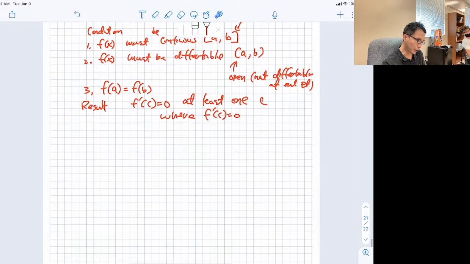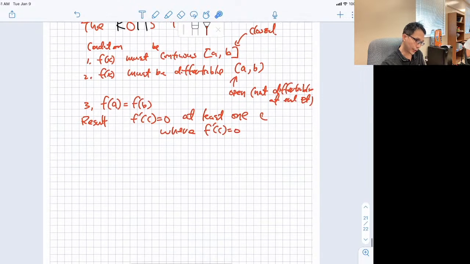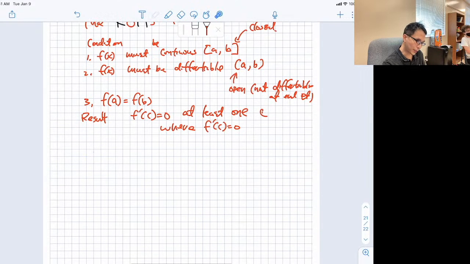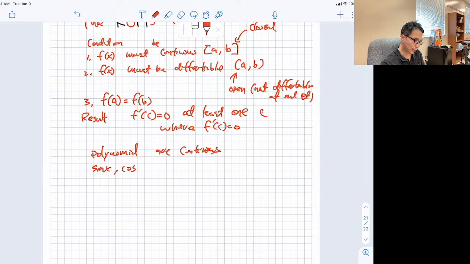But first of all, we're going to talk about continuous. Remember, continuous: pretty much all polynomials are continuous. It doesn't matter what. Sine of x, cosine of x, e to the x, they're always continuous.